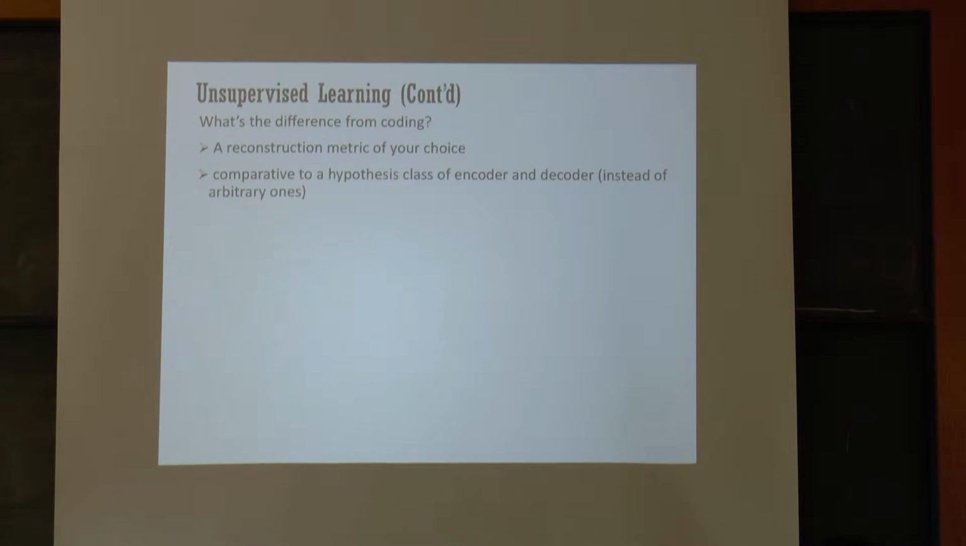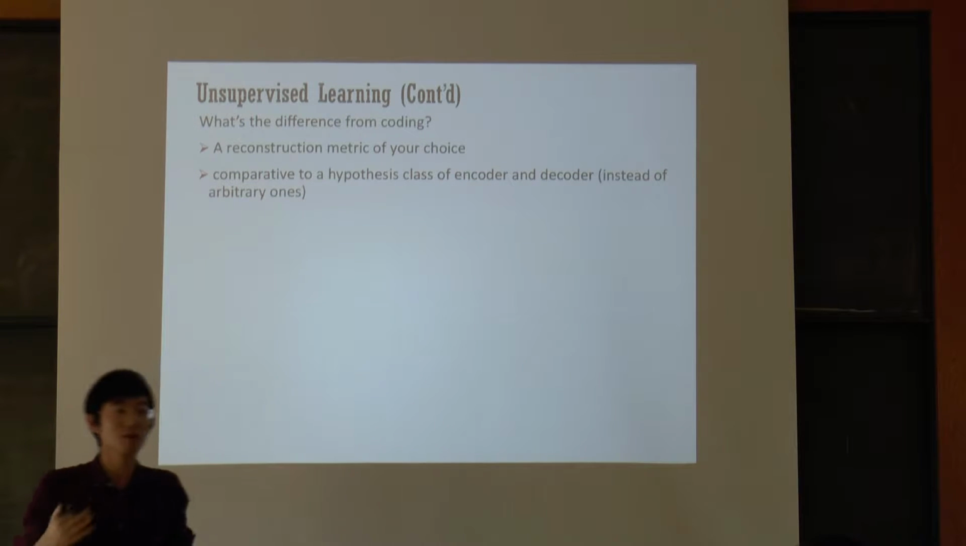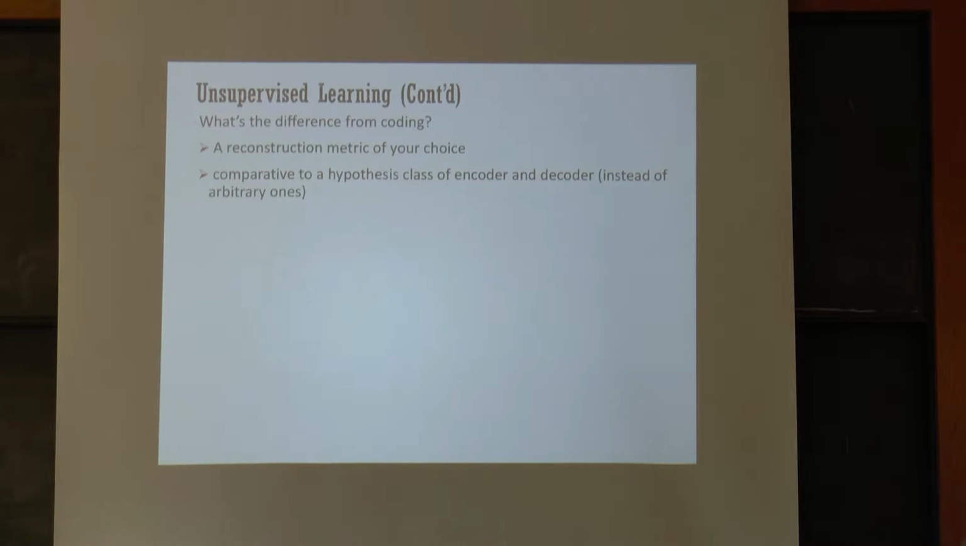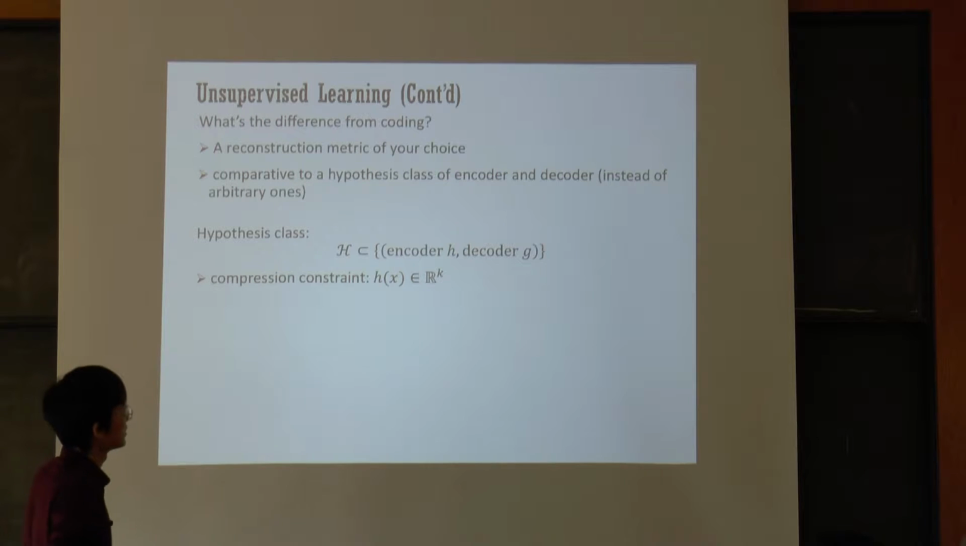And another feature, the difference is that we want to have a comparative result, a comparative framework. We want to compare with the hypothesis class of encoder and decoder, but not compare to all possible encoder and decoder. By this, what I mean is that we have a hypothesis class H, which is a subset of all possible decoders and encoders. And we have the compression constraint.